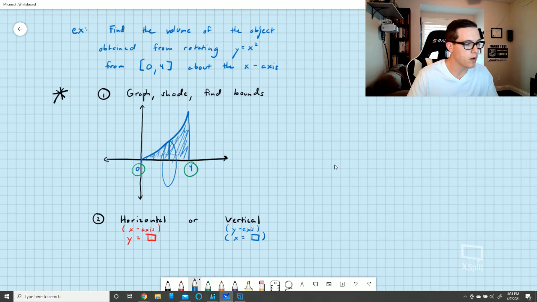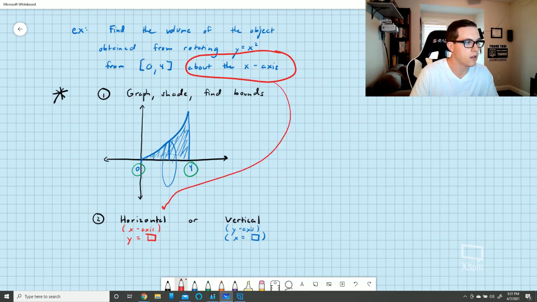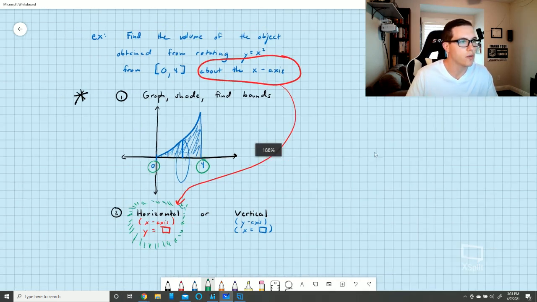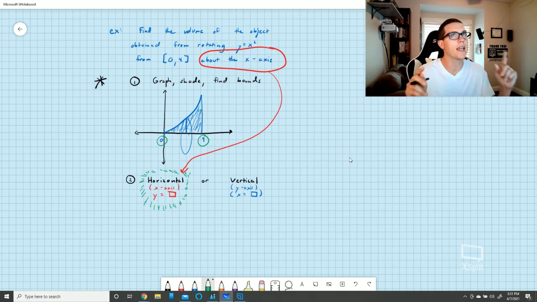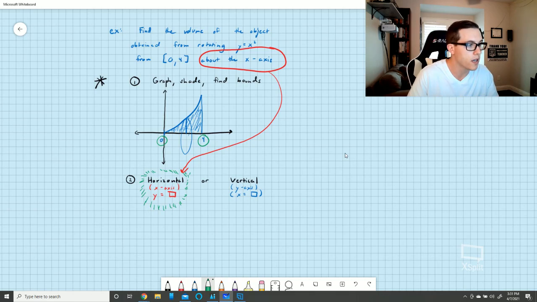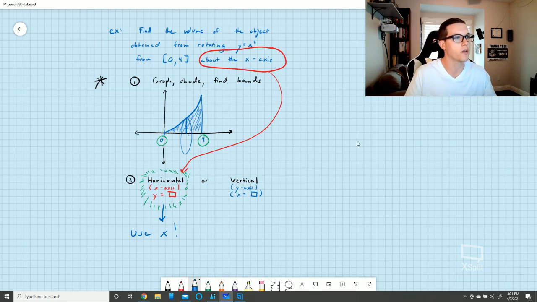So what are we doing in this problem? Well, I've told you today everything is horizontal. And it says, look, about the x-axis. So that means horizontal axis of rotation. So we are doing a horizontal axis of rotation today, in this problem and for the rest of the day. Why is that so important? That tells you what variable to use in the problem. So just like when we did top minus bottom is always x and right minus left is always y, horizontal, you're going to use x as your variable. So we now know what variable we are using in the problem.